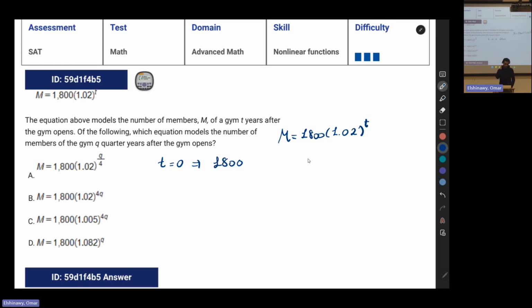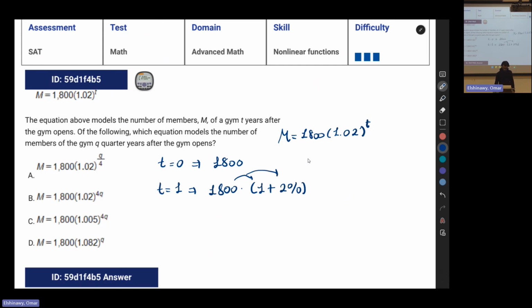More generally, this is an exponential function as well, like the one you saw earlier. And exponential functions are interesting. Now, at the first year, it's 1,800 times 1.02. 1.02 is really just a percentage. So you just say 1 plus 2%. So after the first year, they stayed as they are, and they got a 2% increase in people, if that makes sense.